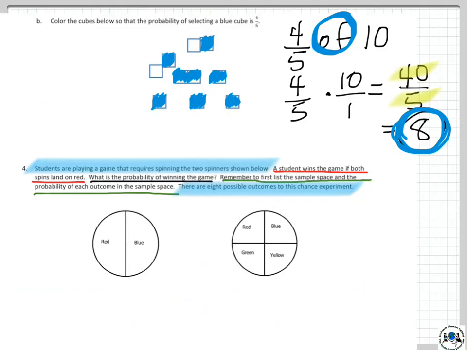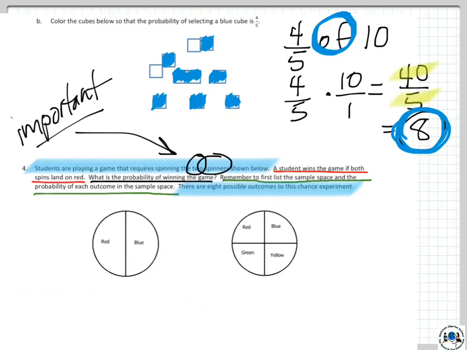And they're giving us a hint or a heads up right here, telling us that there are 8 possible outcomes to this chance experiment. Now do remember though that these are two spinners, so it's a 2 event probability. Alright, so we are going to spin one, spin the next. So when you put together your sample space, I would recommend a 2-column table with trial 1, trial 2, or spinner 1, spinner 2, and go from there.